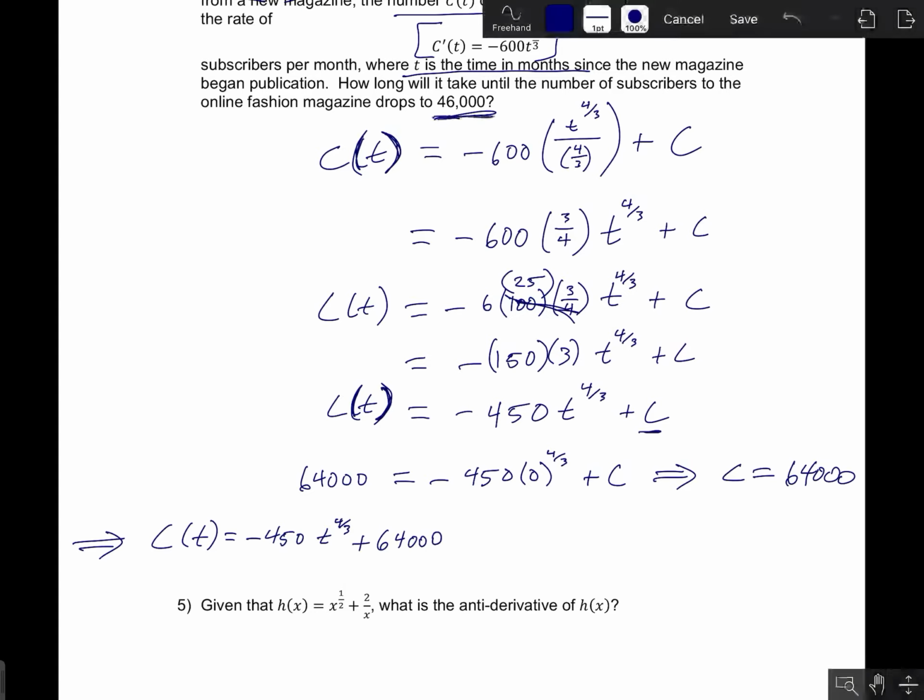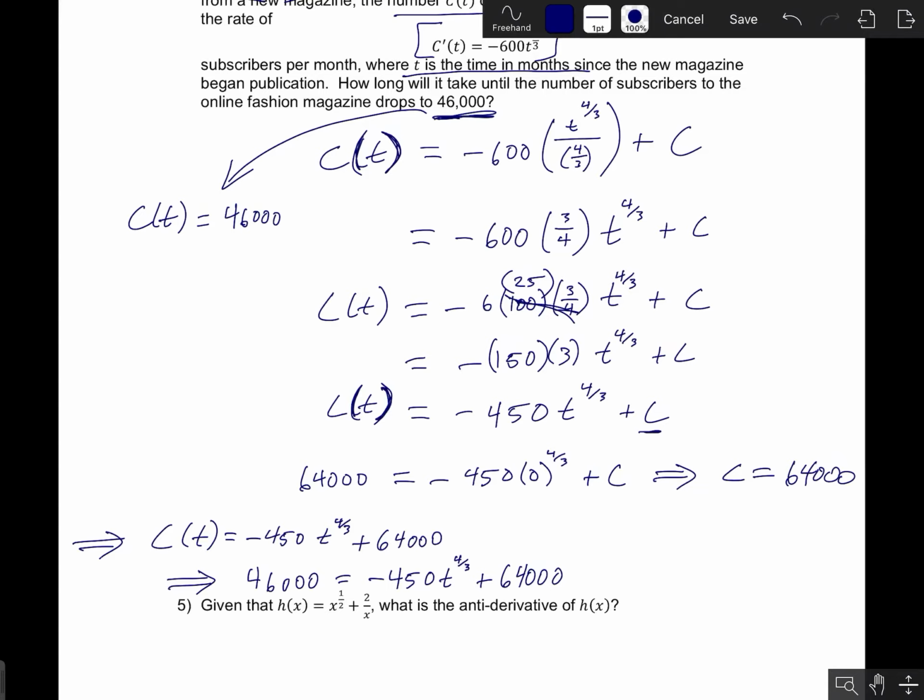how long it will take for that number of subscribers to equal 46 grand. So this is asking the question, what would the value of t need to be in order for C of t to equal 46,000? So what time is it whenever the number of subscribers is equal to 46,000? So for that, we're just going to plug in the number of subscribers that we want, which is 46,000. And that will equal C of t. And C of t is equal to negative 450 t to the 4/3 power plus 64 grand.